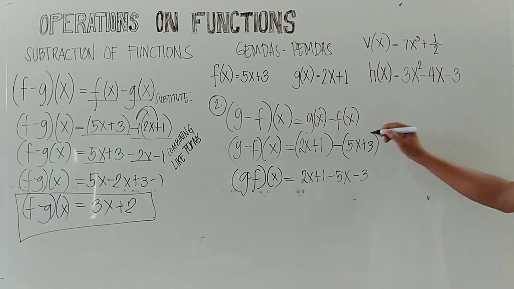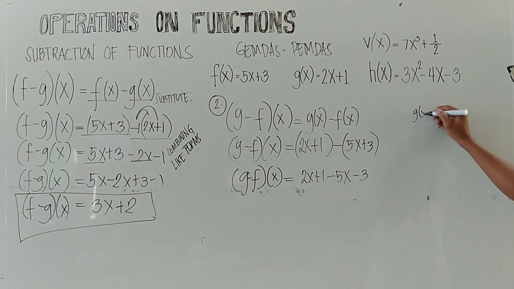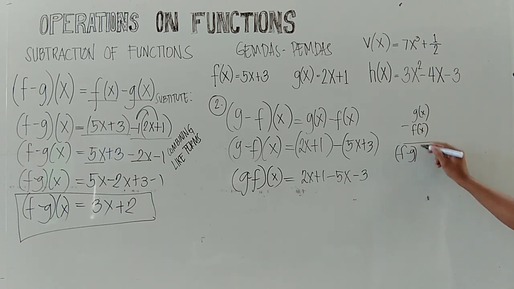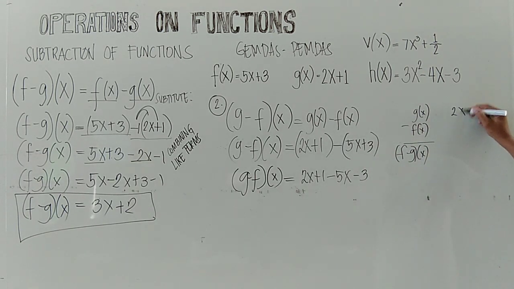So we have g of x minus f of x. So f minus g of x. So g of x is equal to 2x plus 1 minus your 5x plus 3. So we have to change the sign of the subtrahend: 5x minus 3.